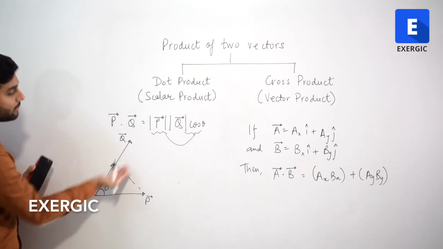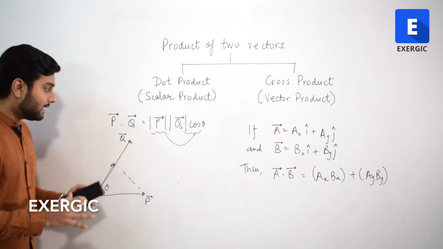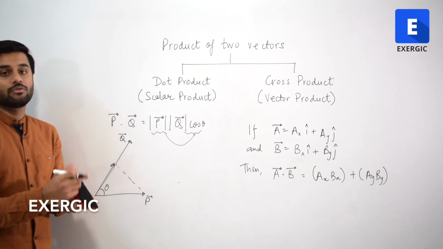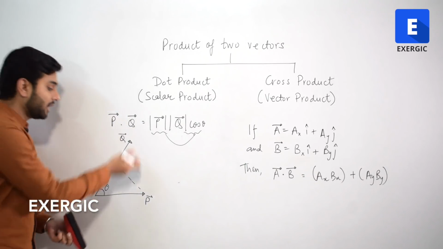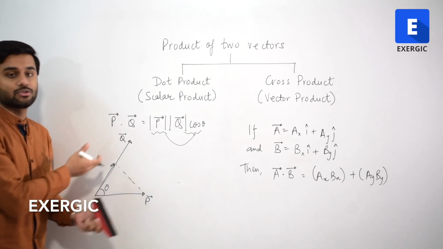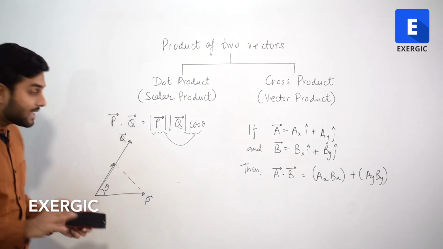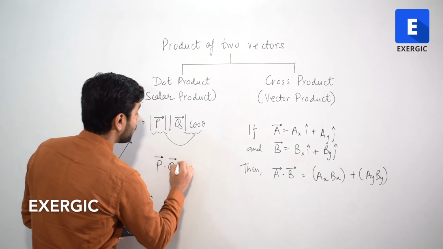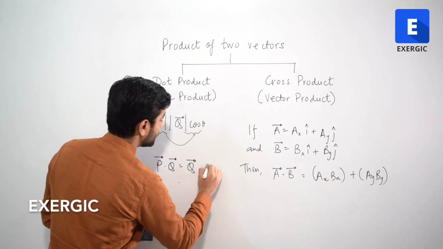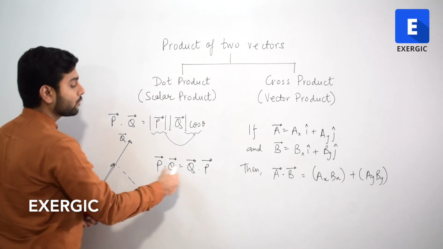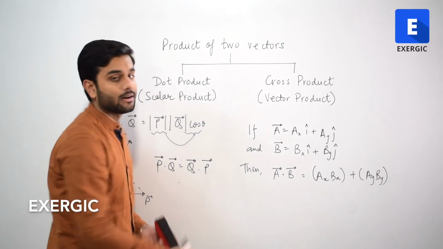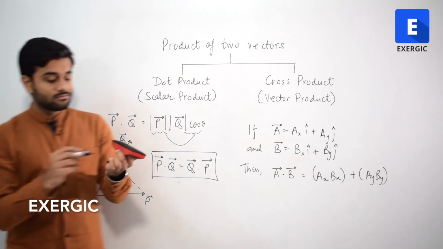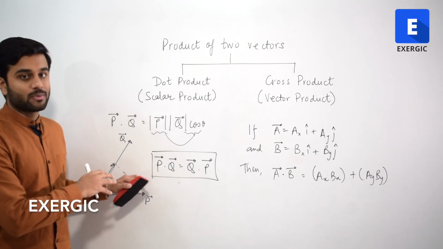So p cos theta multiplied by q. Whether it is q cos theta multiplied by p, or q's component in the direction of p, or whether it is p cos theta multiplied by q, or p's component in the direction of q, both of them are going to be the same. So p dot q can also be written as q dot p, which means p q cos theta is equal to q p cos theta. Correct?